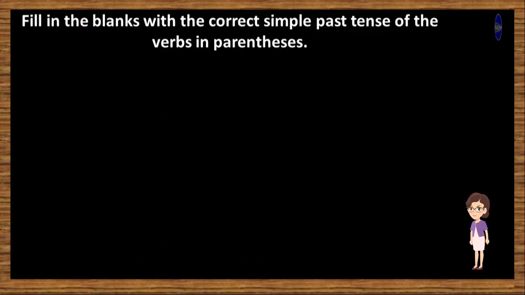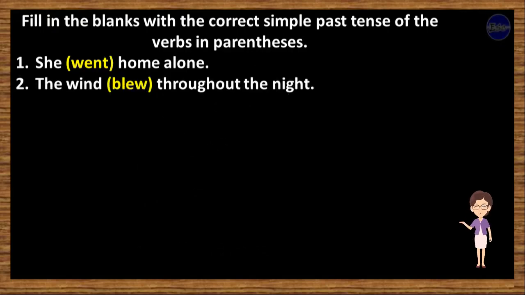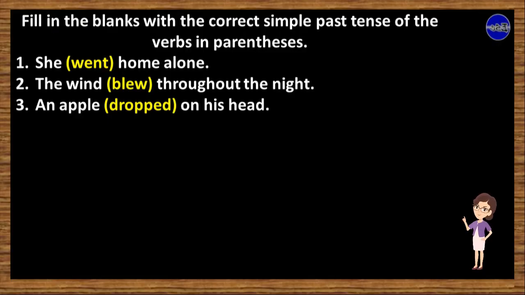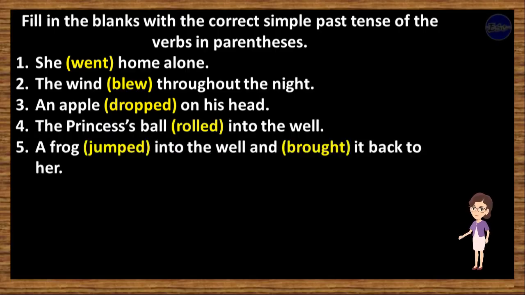Fill in the blanks with the correct simple past tense of the verbs in parentheses. 1. She went home alone. 2. The wind blew throughout the night. 3. An apple dropped on his head. 4. The princess's ball rolled into the well. 5. A frog jumped into the well and brought it back to her.